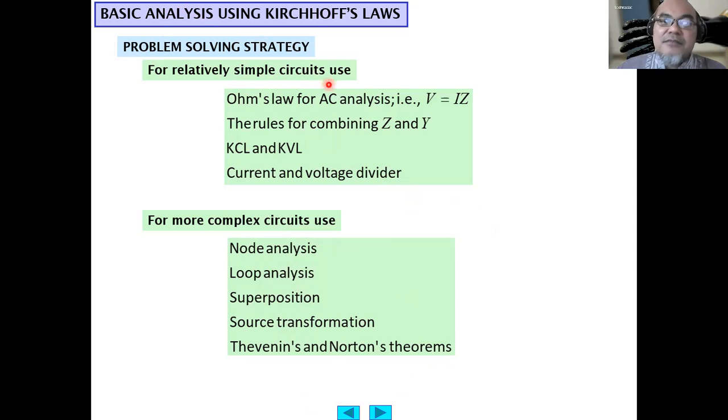So for a relatively simple circuit, we use Ohm's law for AC analysis, that is, the voltage equals the current times the impedance. Then you derive the rules for combining the impedance and admittance, using KCL, Kirchhoff's current law, and Kirchhoff's voltage law. We have used the current divider in the previous example. Voltage divider, no example yet. Later, for more complex circuits, we can also use node and loop analysis, superposition, Thevenin's theorem, Norton's theorem, and source transformation.